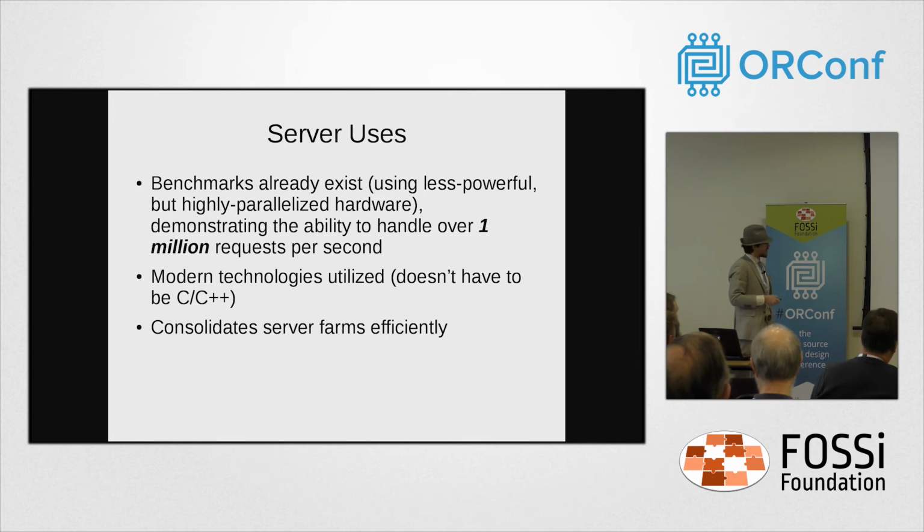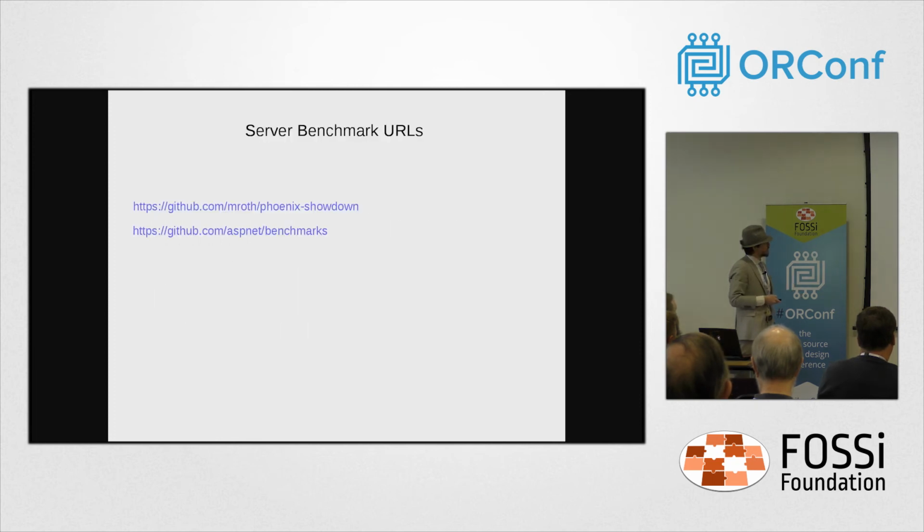And then an added benefit is, if we get these ManyCore chips out there, instead of having these giant server farms with racks and racks of multi-core chips, you can consolidate that. So here are the URLs. The ones that have the multi-millions, it comes from these benchmarks here from ASP.NET.